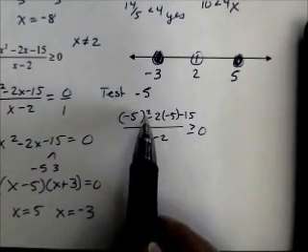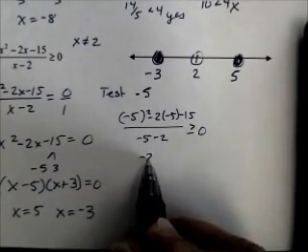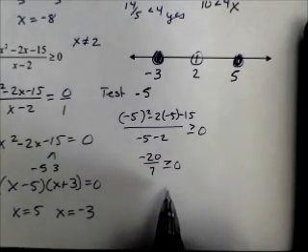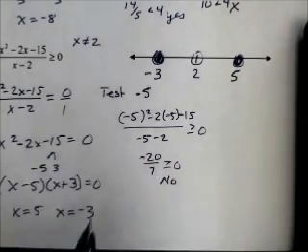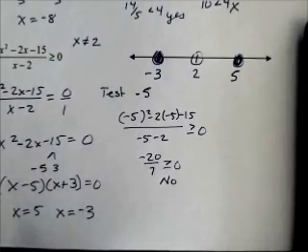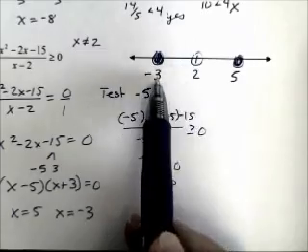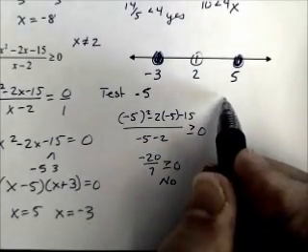So my left-hand side here is equivalent to negative 20/7. Is negative 20/7 greater than or equal to 0? No. So we know we're not shading that section. Next, a value between negative 3 and 2. I'll choose 0 as a test.